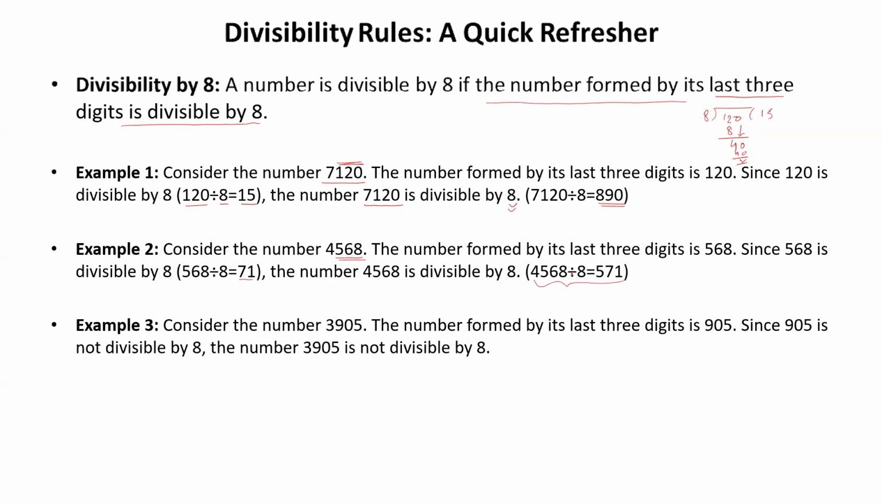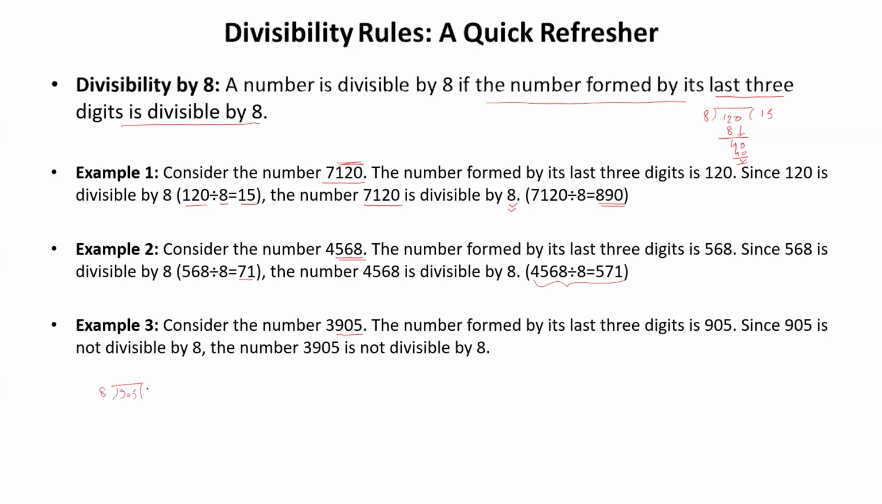Division by 6, that means the number should be divisible by 2 as well as 3. And after that 8, you have to look at last three digits. If last three digits is divisible by 8, that means whole number is divisible by 8. Next number, let's look at this last three digits. Let's figure out whether it is divisible by 8.